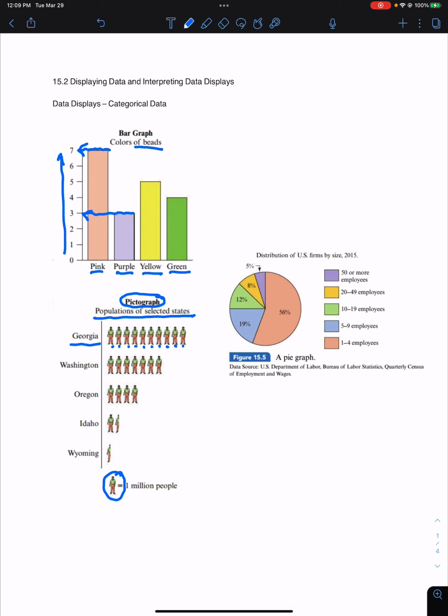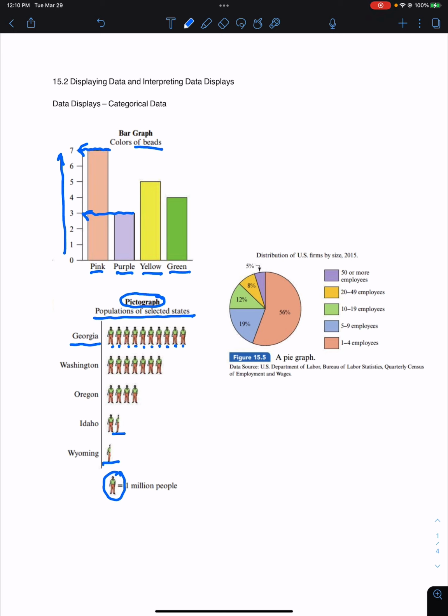You'll notice that a couple of the states like Idaho and Wyoming have parts of people. So half a person or something like that. So that just means that we cut that number in half. So Wyoming, we would say, only has 500,000 people. So just a different way to represent our data.